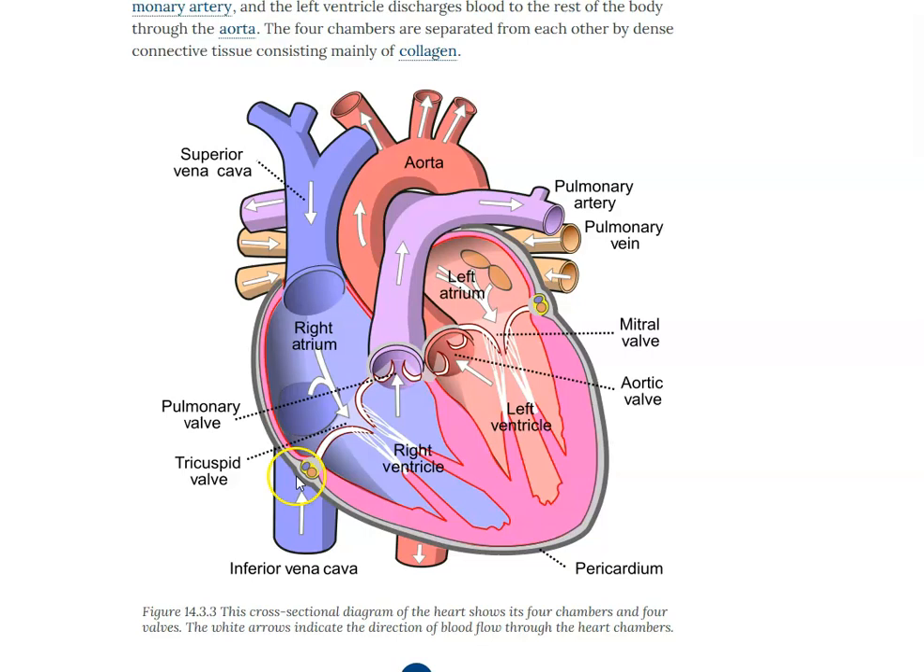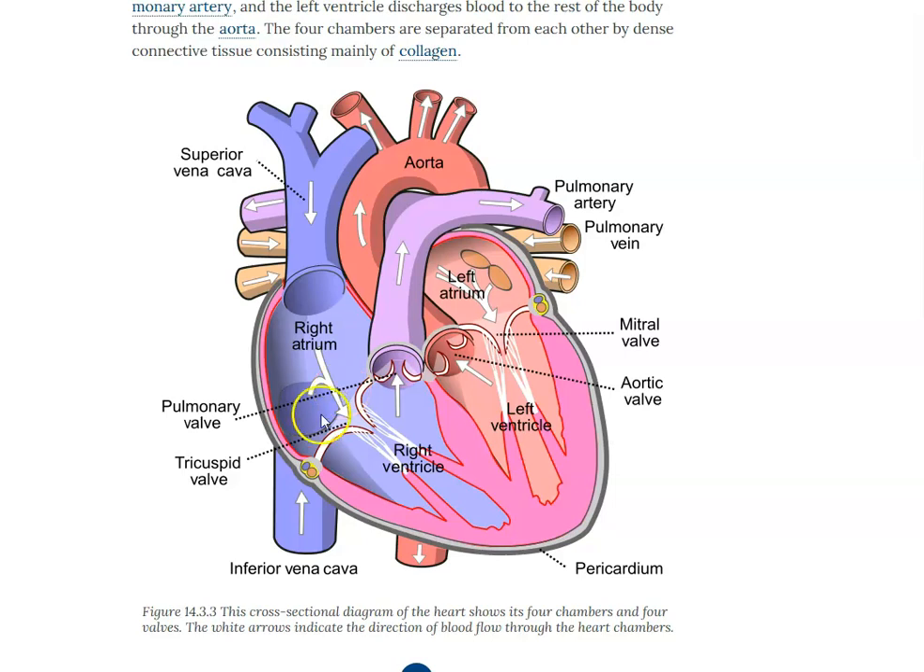Then it goes through this valve called the tricuspid valve, and that's because it looks like it has three parts to it. The blood then goes into the ventricle, the ventricles contract, and the blood goes out of the pulmonary artery to the lungs. In the lungs, it gets oxygenated. It comes back on the pulmonary vein and goes into the left atrium to collect it. Then it goes through what's called the mitral valve into the left ventricle.